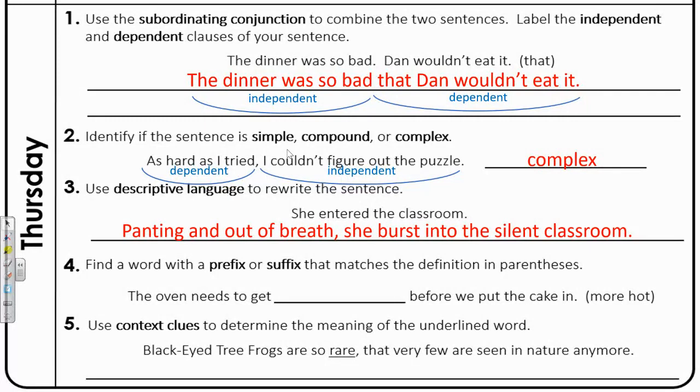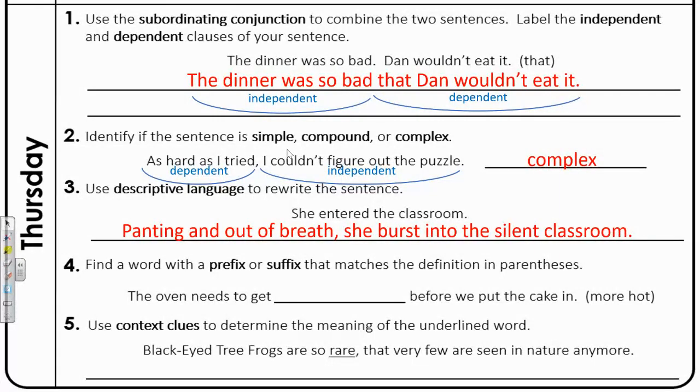Panting and out of breath, she burst into the silent classroom. So in this example, as the writer, I envisioned a student who was running late to class, kind of speed walking in the hallway, getting out of breath, and then bursting into the classroom where everyone was silent. So now you can see, because I added some more description there, you can visualize what's happening better in that instance.